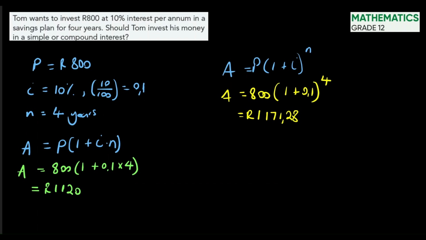So I think you can clearly see that simple interest gives 1,120, and compound gives 1,171, which is fairly higher. So I'd really advise Tom to go with compound interest. And as a rule of thumb, always know compound interest always benefits in the long term.